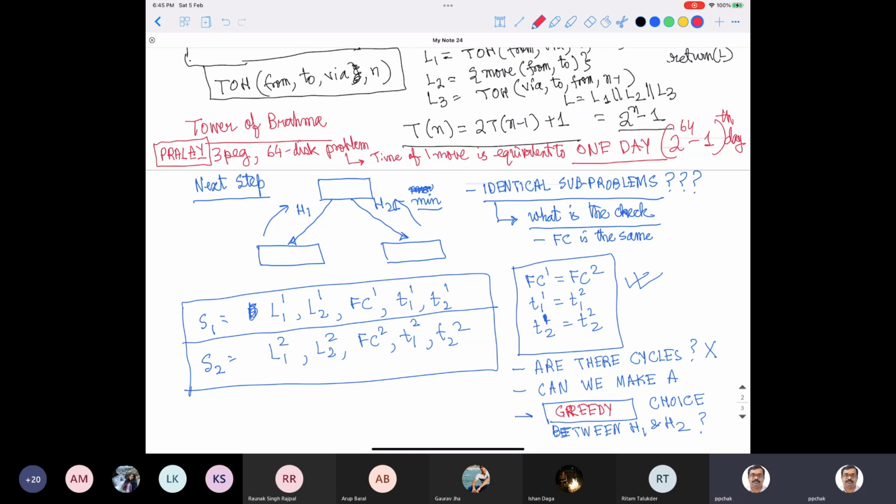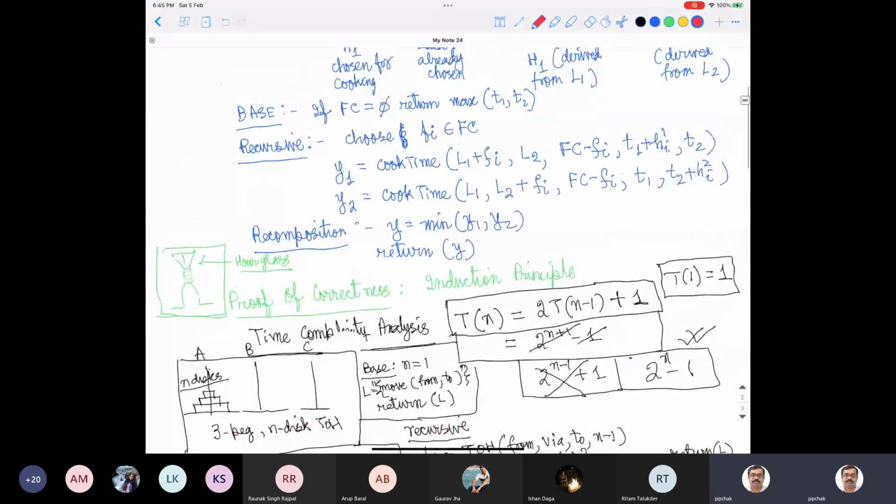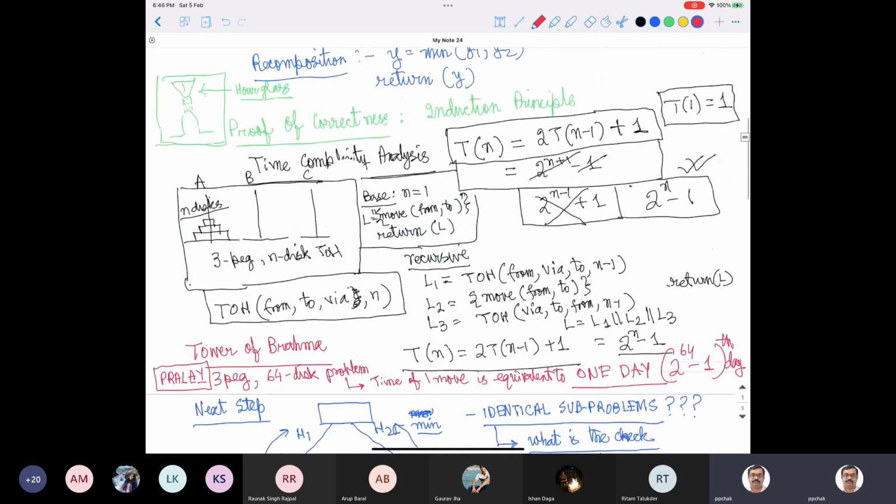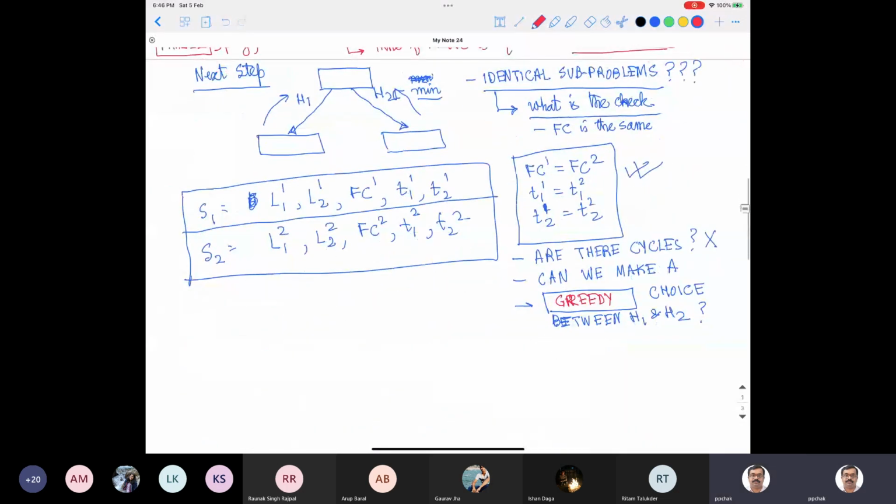If we could make a greedy choice for every element, instead of choosing this one and running both, if by some mechanism we could analyze that I can do this one and not this one, then it would be possible. Can anybody tell me some conditions under which we can make greedy choices?